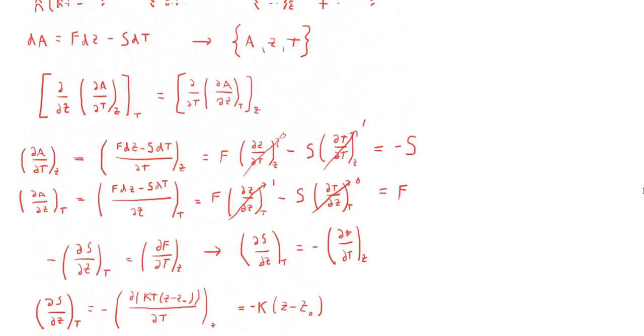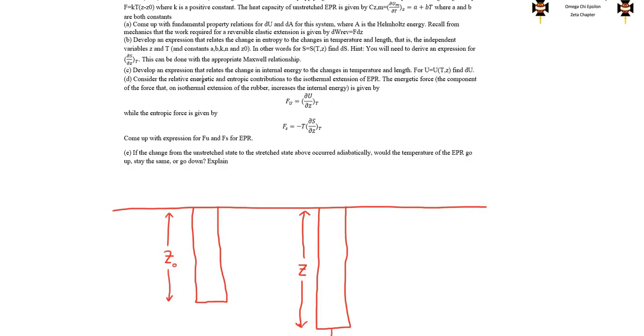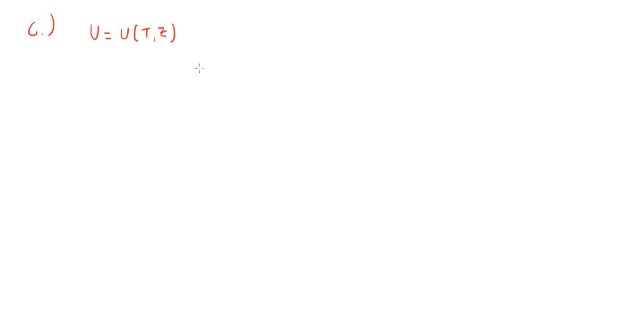Now for part C, it asks us to develop an expression that relates the change in internal energy to the changes in temperature and length. So basically we're going to do what we did last time for S except with U. We're going to start with U as a function of T and Z, and find an expression for dU. The first thing we do is take the total differential.